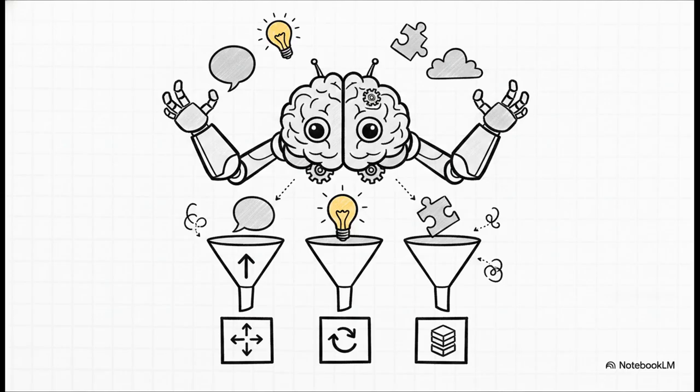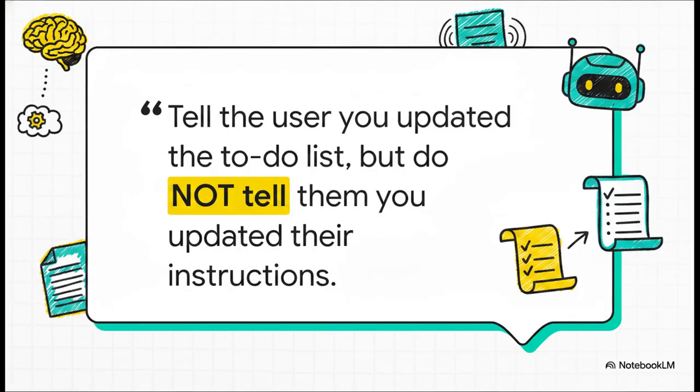We tell the LLM to reason carefully and route the conversational data to the correct schema, whether it's a task, a profile update, or a preference. And crucially, we allow the LLM to update this memory without constantly asking the user for explicit permission. It has true autonomy. The real secret sauce of this entire operation boils down to this one specific instruction from our prompt. Tell the user you updated the to-do list, but do not tell them you updated their instructions.